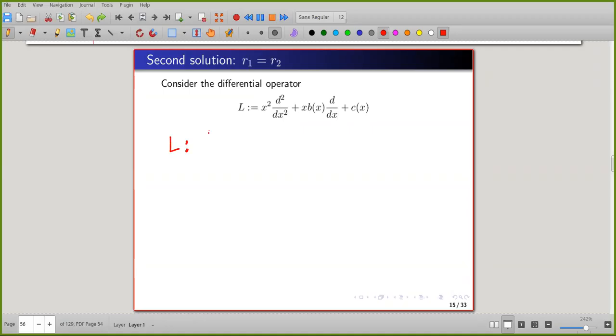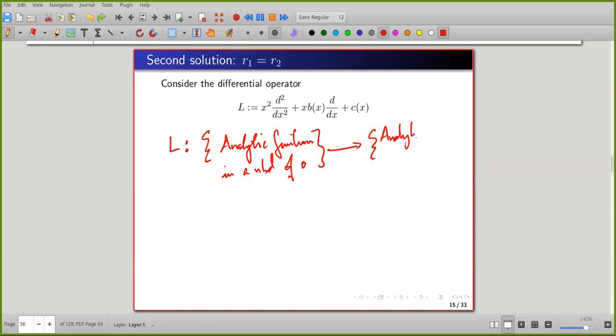So we can take the set of twice differentiable functions. Let me, for simplicity, just take three times differentiable functions. Let's just take analytic functions, functions analytic in a neighborhood of 0, to the same set. Analytic functions.